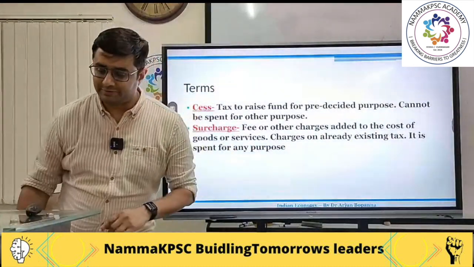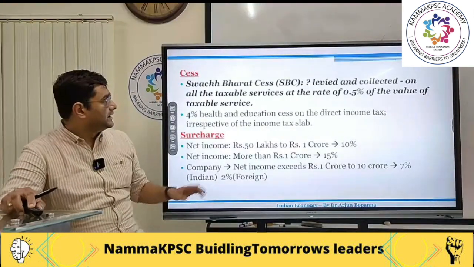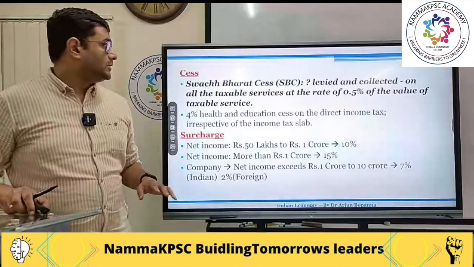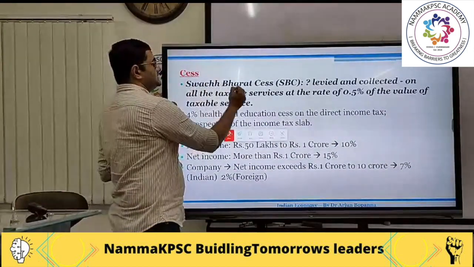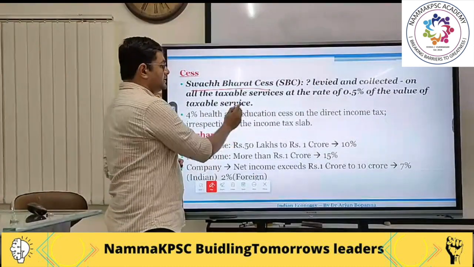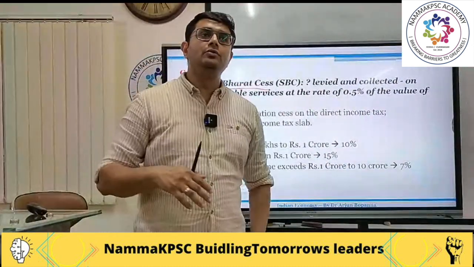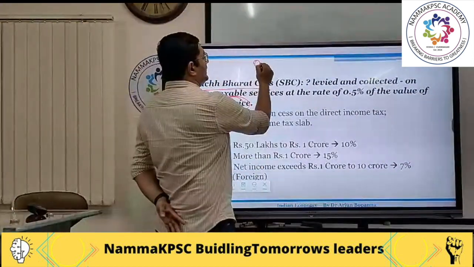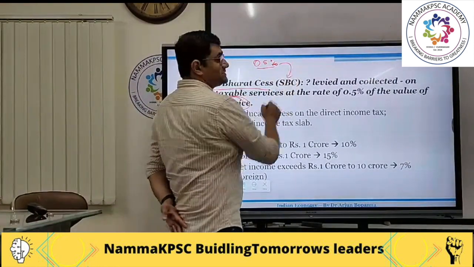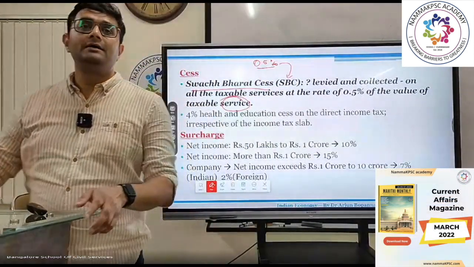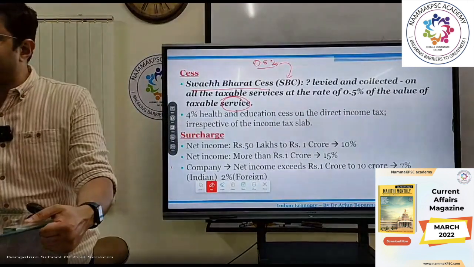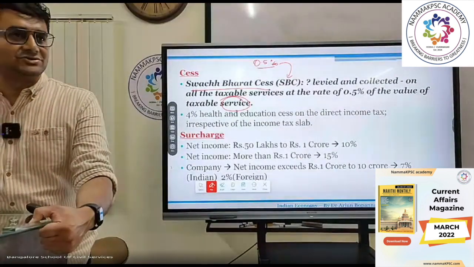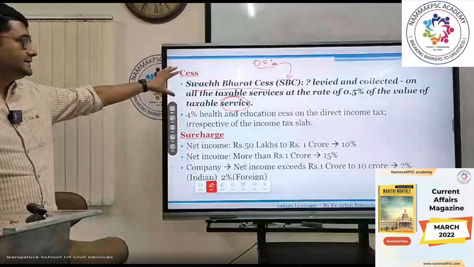Any other purpose. Now, these are the examples. You don't have to remember these as such. Swachh Bharat cess was earlier levied on services. So whenever you paid service tax, in addition to that service tax, you had to pay 0.5% Swachh Bharat cess. I don't know if you remember before GST, when you used to pay service tax. So service tax plus Swachh Bharat cess used to be there, remember? So that is what this is.